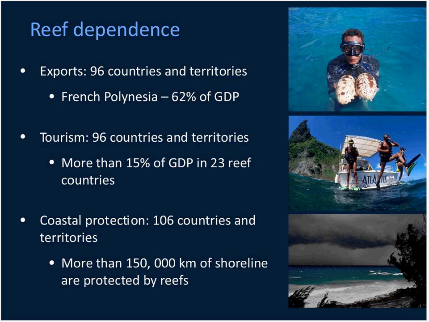But we have other levels of dependence as well. So exports of reef-related products, which includes aquatic products, includes fish for food, and also some of the aquaculture taking place in reef lagoons. And there you've got somewhere like French Polynesia. 62% of its GDP is based around exports from reefs. Tourism. We've got data for 96 countries and territories. And tourism makes up more than 15% of GDP in 23 nations around the world.